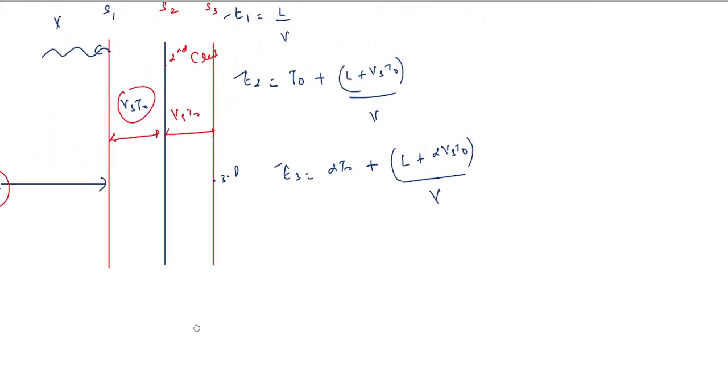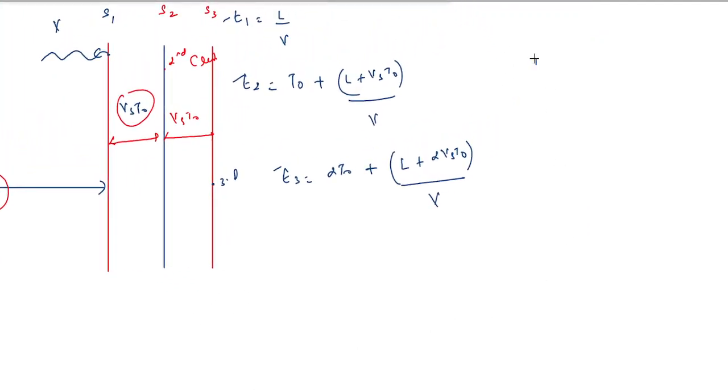So using the same logic, you can say that after a time of n t0, the (n plus 1)th crest would have been emitted. Yes, at time t is 0, the first crest is emitted. After time t0, second crest. After time 2t0, third crest. After time n t0, the (n plus 1)th crest would have been emitted.